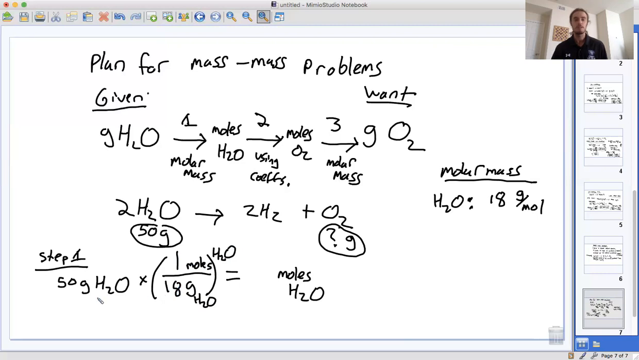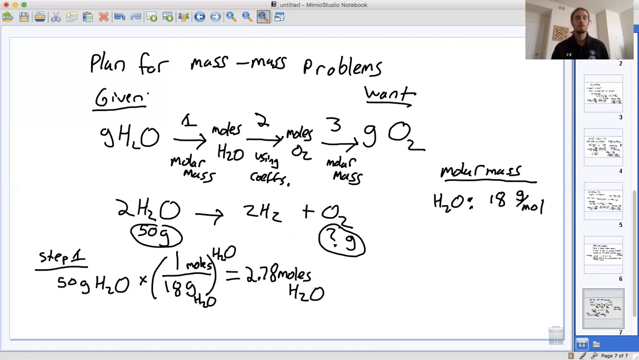So for 50 grams, the number of moles is going to be bigger than 1 mole, because 1 mole is 18 grams and 50 is considerably bigger than 18. To get the exact number, I'm going to do 50 times 1 over 18. That's 2.78, to 2 decimal places, so 2.78 moles of water. That's step 1. We found the moles of water.